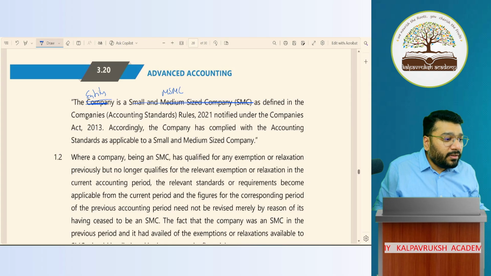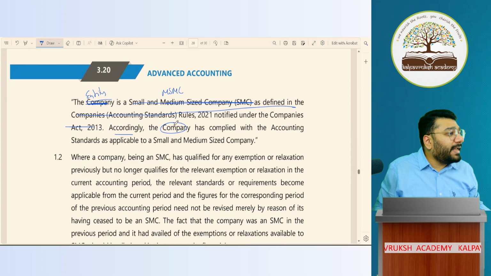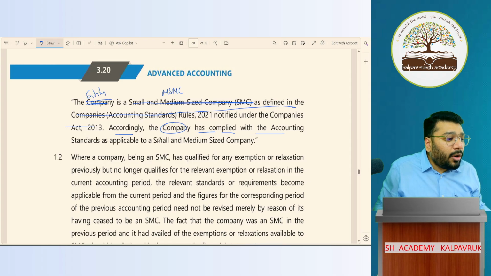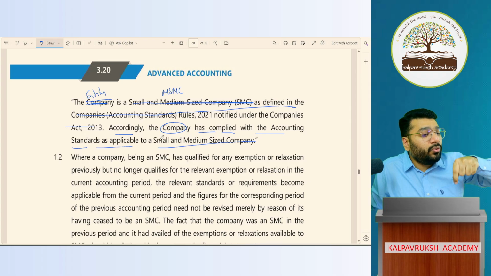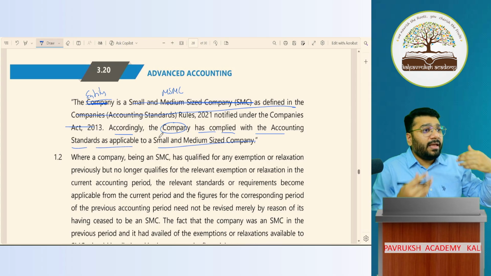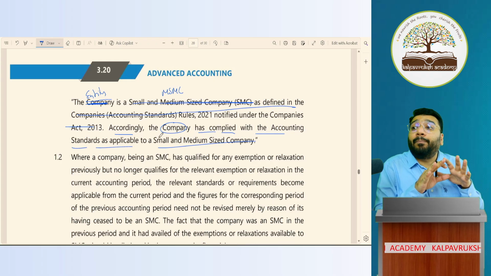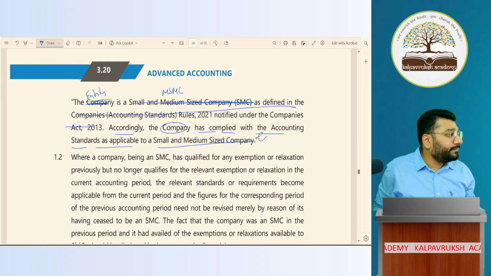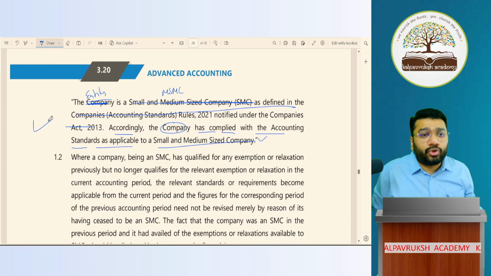First point. This or all is not required. Accordingly, the MSME, that is the entity, has complied with the accounting standards as applicable for MSME. In the corporate version: accordingly, the company has complied with the accounting standards applicable to small and medium-sized companies. Otherwise, as an entity, whatever accounting standard is applicable to me, all of that I've complied with. You have to give a declaration. A statement has to be formally given. Got it, not got it. This is a compulsory disclosure.